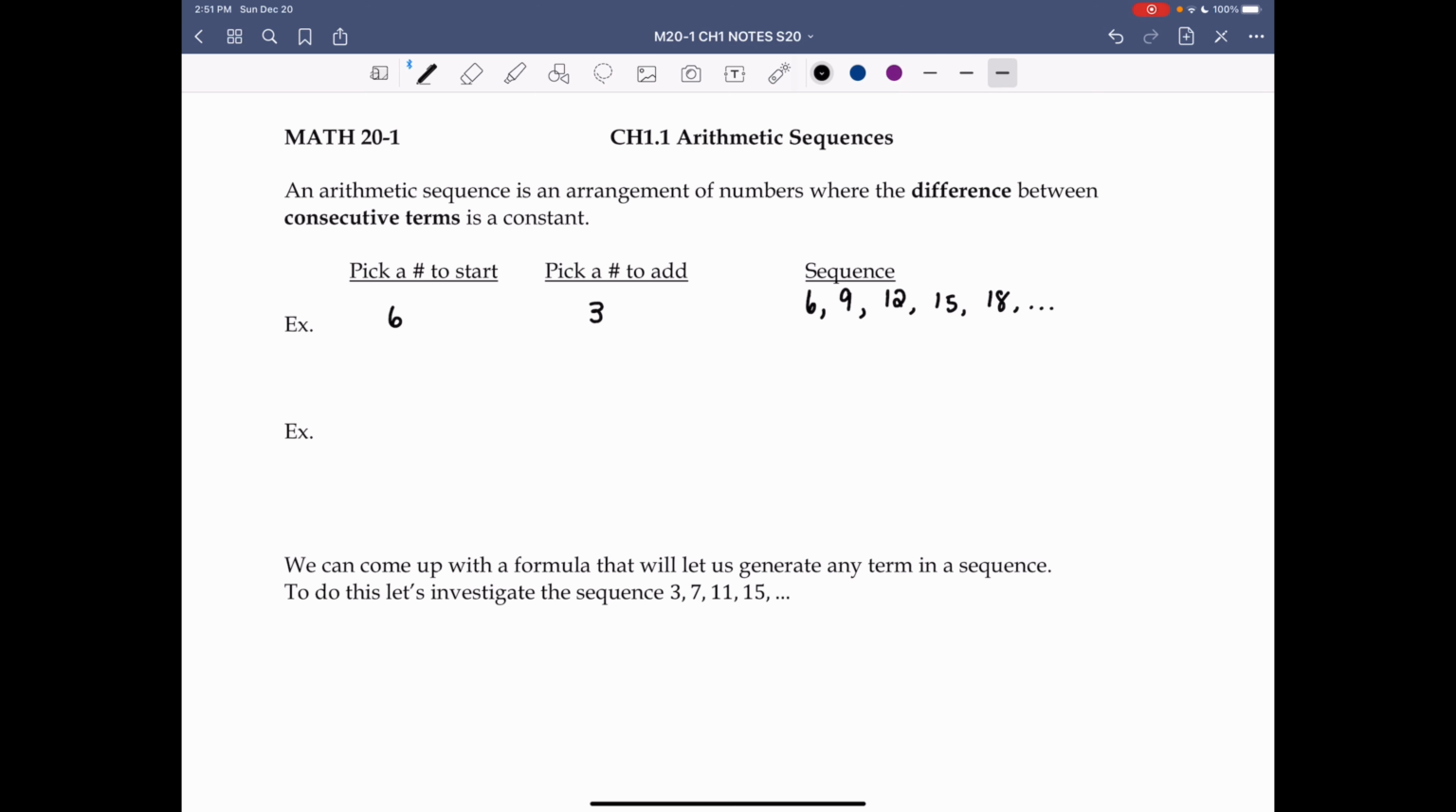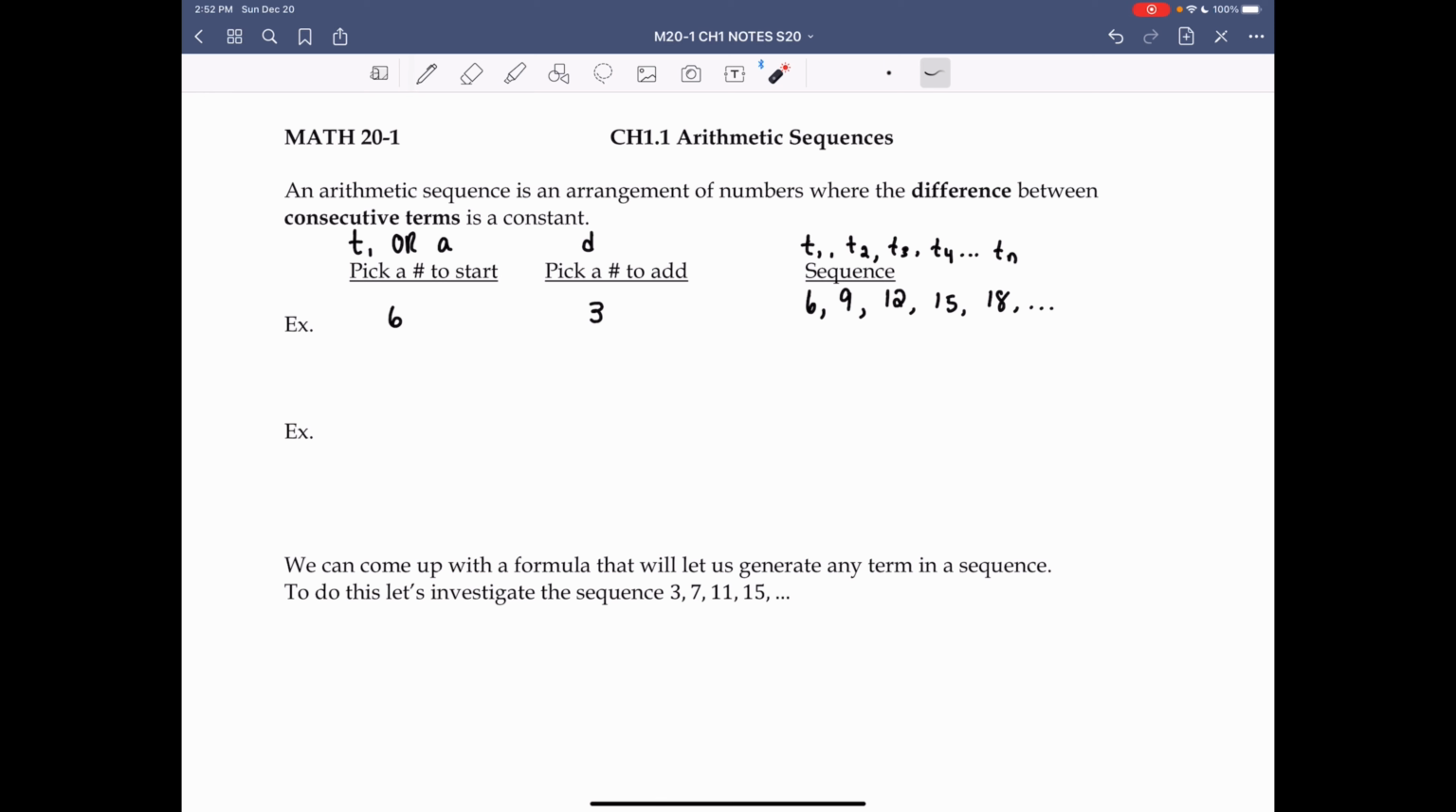The number that we're starting with, that's the first term of the sequence, so we can call it T1, or sometimes it's called the A term. The number that we're adding, that's the difference between two consecutive terms, so that's called the D value. And then the sequence is the terms written in order, so T1, T2, T3, T4, etc. to Tn, n being the number of terms in the sequence.